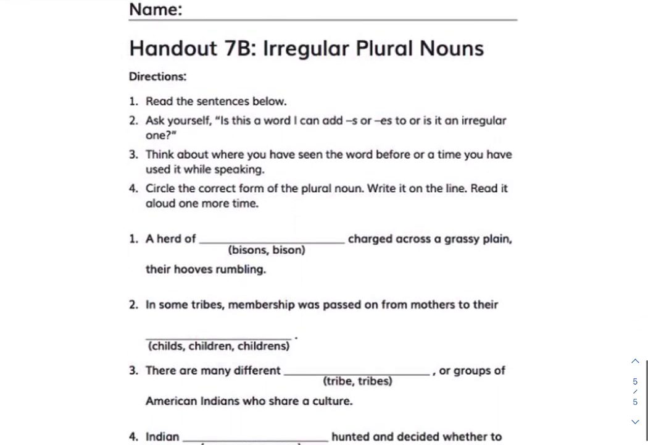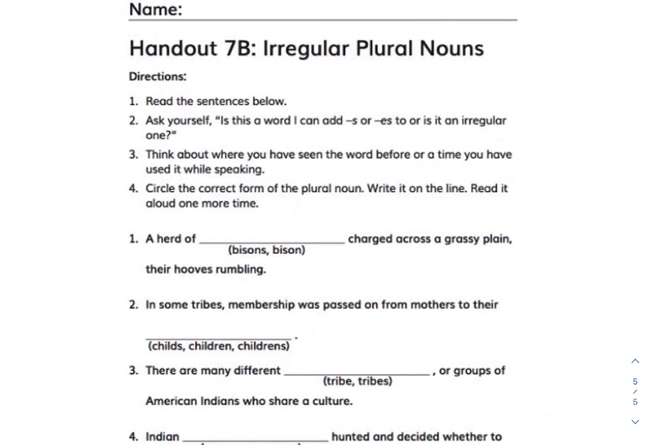Okay, if you're feeling confident about this, you can work on your own. If you would like to work with me, I'm going to go through each sentence right now. Okay, so if you feel like you can do this on your own, then you can go work independently. If you want to work on it with me, we are going to work on it together.